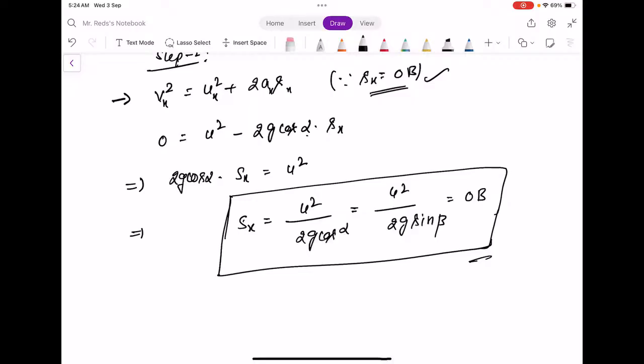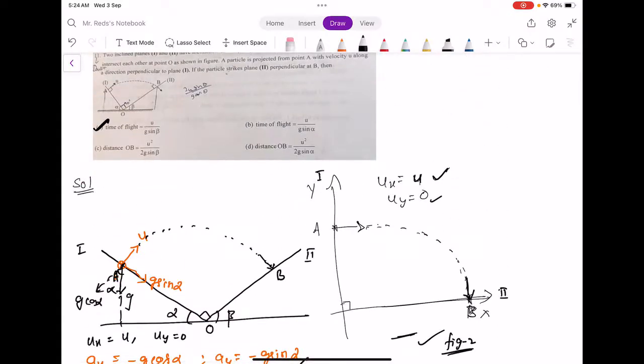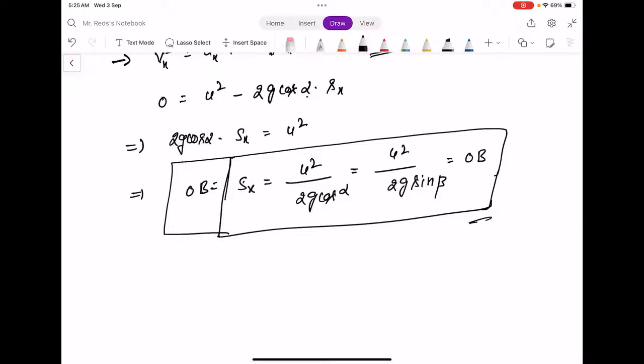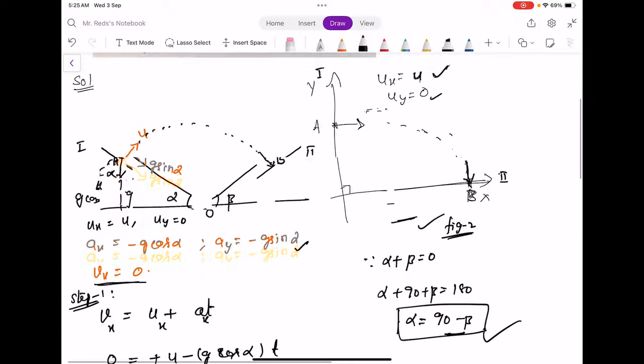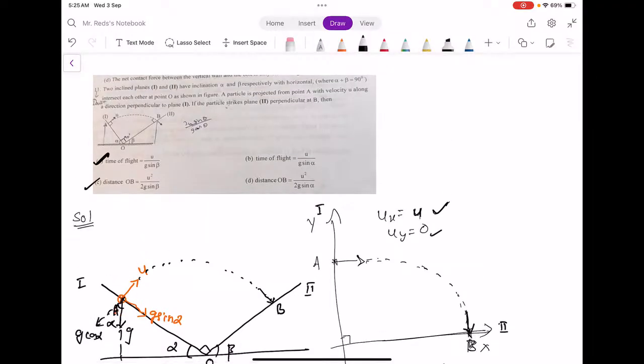So OB is supposed to be u square by 2g cos alpha. In option C, u square by 2g sin beta is given, and sin alpha is given in the next option. Cos alpha is what it should be, so if we convert it into sin terms, because alpha is equal to 90 minus beta, cos of 90 minus beta is sin beta. So it is supposed to be u square by 2g sin beta. This is option C. So options A and C are both correct, so it belongs to multiple correct options.